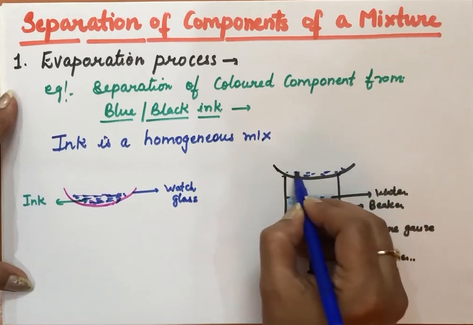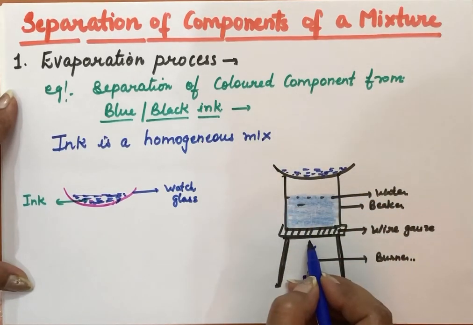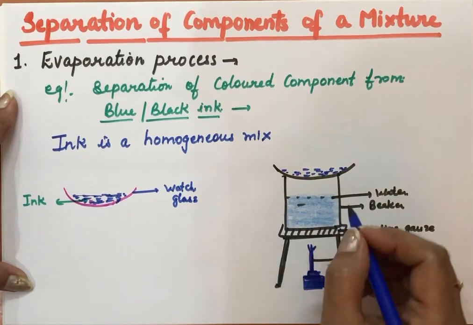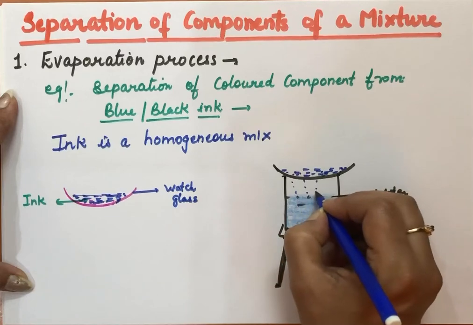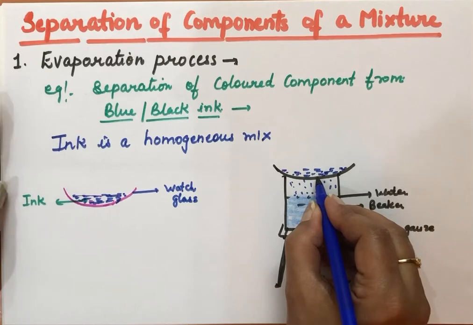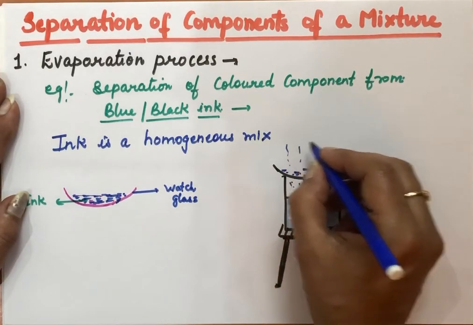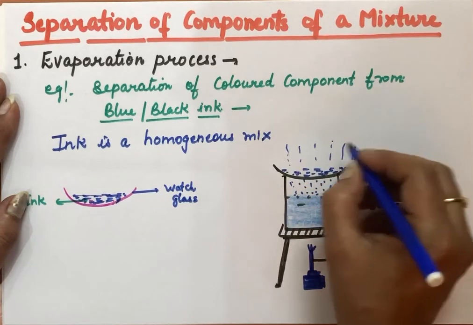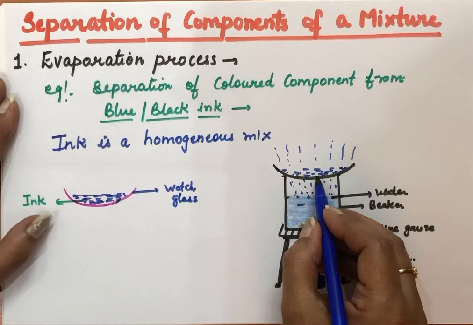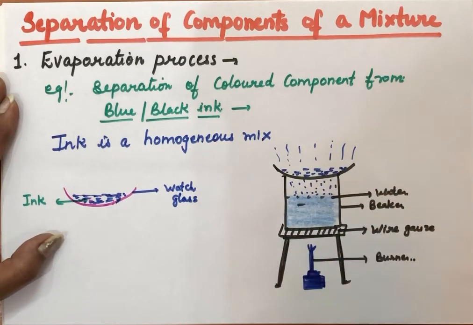So we are not heating this ink directly by keeping the watch glass on the flame. First we are keeping water here in a beaker. The water will get heated, and the heat of this water will be given to the ink, and from that the liquid component will start evaporating slowly. Direct heating we cannot do because the ink can decompose. In that case, even the dye can decompose. So this method is actually called indirect heating.